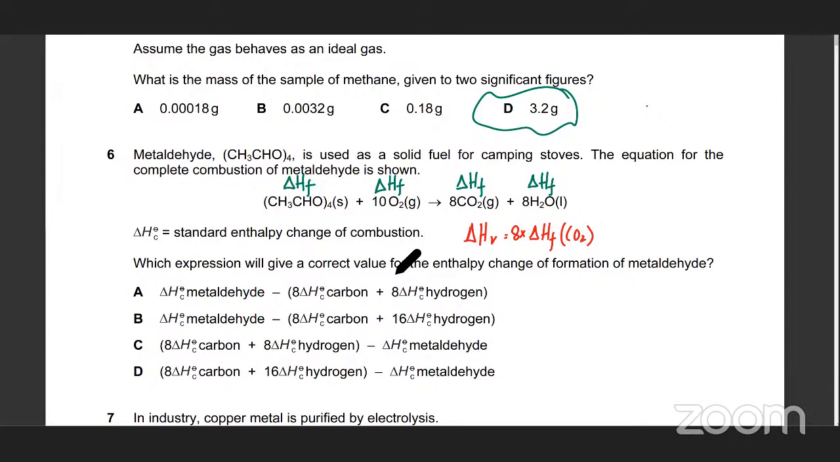So products minus reactants. This is the formula that you should know, that in any reaction, if you know the enthalpy of formation of the products and you know the enthalpy of formation of the reactants, you can subtract the two to find the enthalpy change of that particular reaction. So you can do this over here.